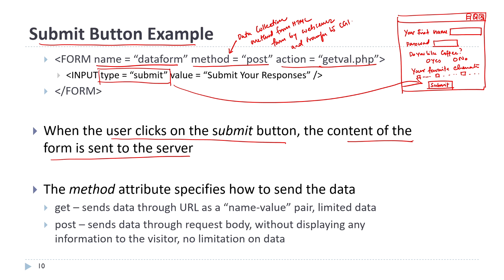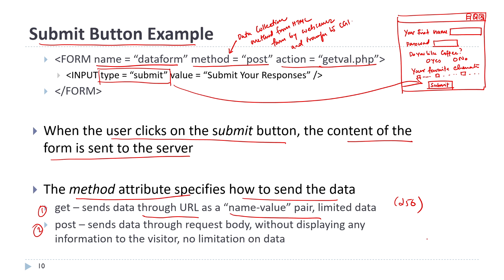Whatever the content is, it goes to the server. The method attribute specifies how the data should be sent. What is the mechanism of sending the data? There are ideally two mechanisms, one is get and the other is post. The get method sends the data through the URL, using name-value pairs, and there is a limit of something like 256 characters you can send as part of this.